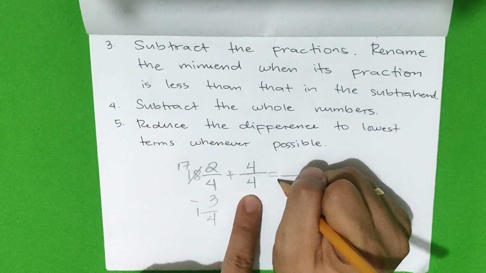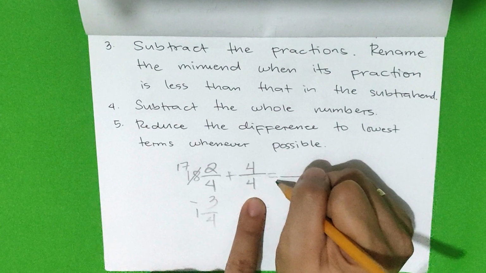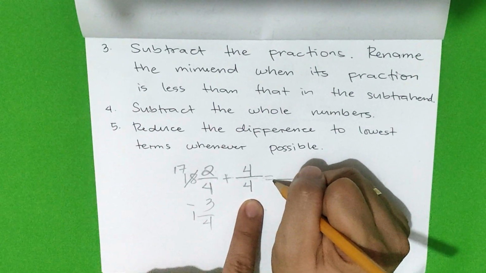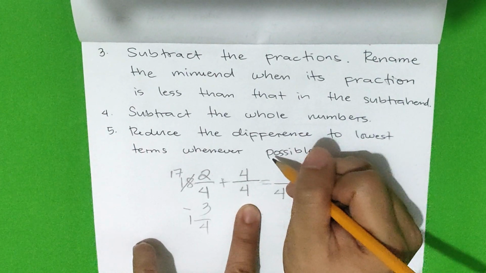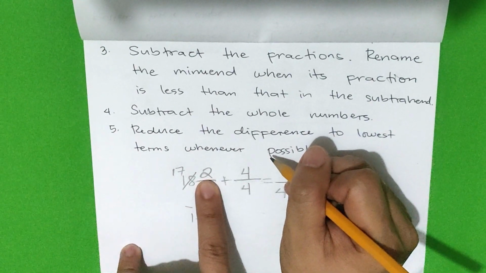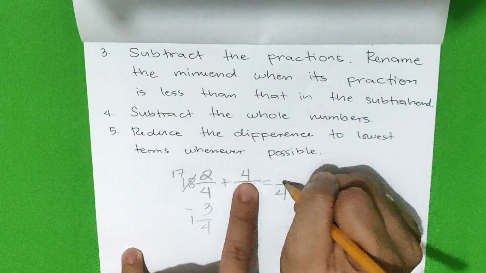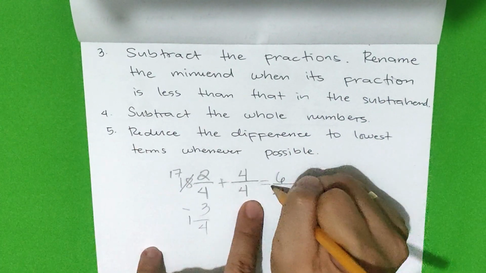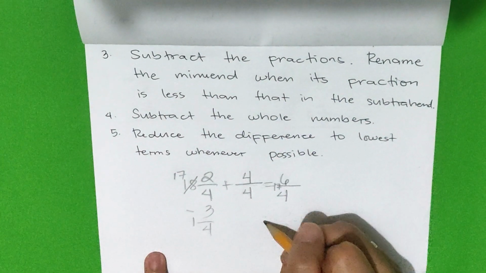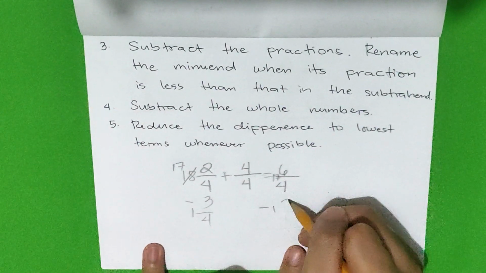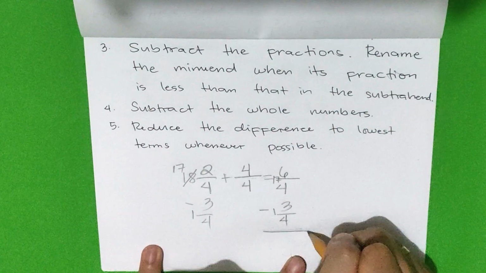So since our set of fractions are already similar fractions, let us just copy the denominator 4. And let us add the numerators. 2 plus 4 is equal to 6. And copy the whole number 17. And let us copy the subtrahend 1 and 3/4.